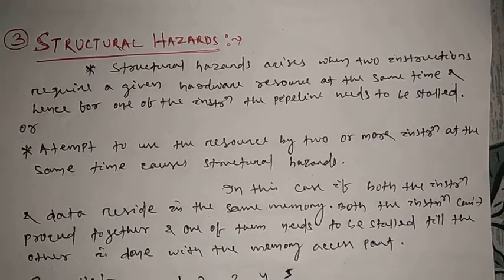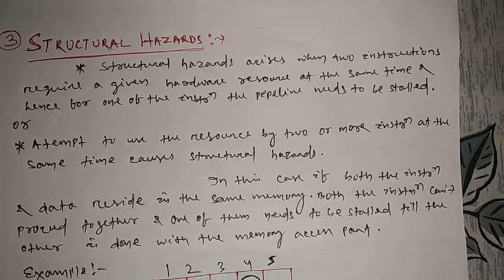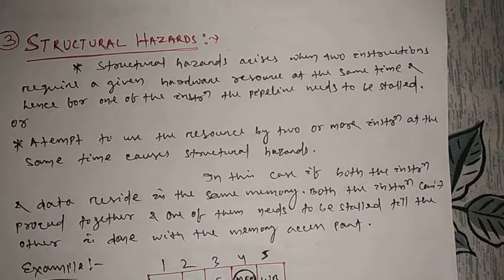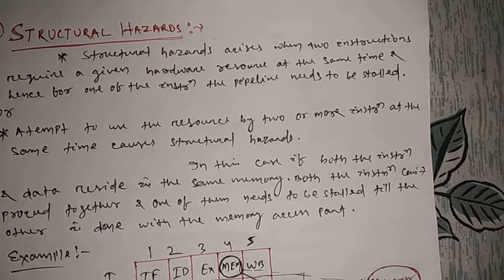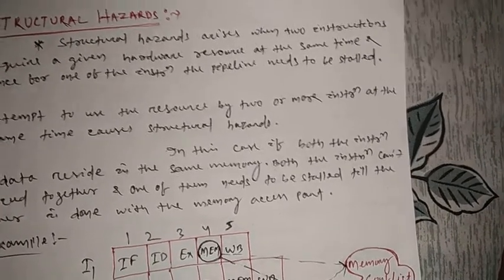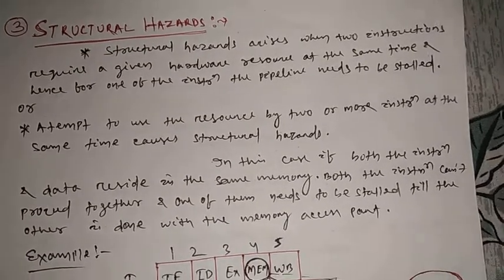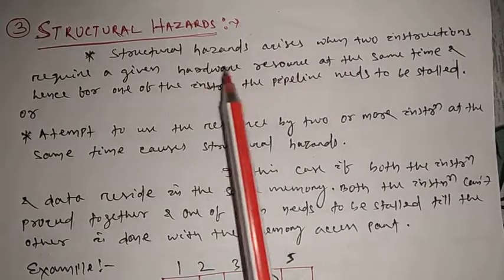So third one is what? Structural hazards. So what do you mean by structural hazard? Structural hazards arise when two or more instructions want to access the same hardware or the same memory at the same time, then structural hazards occur. So what is the definition of structural hazards?